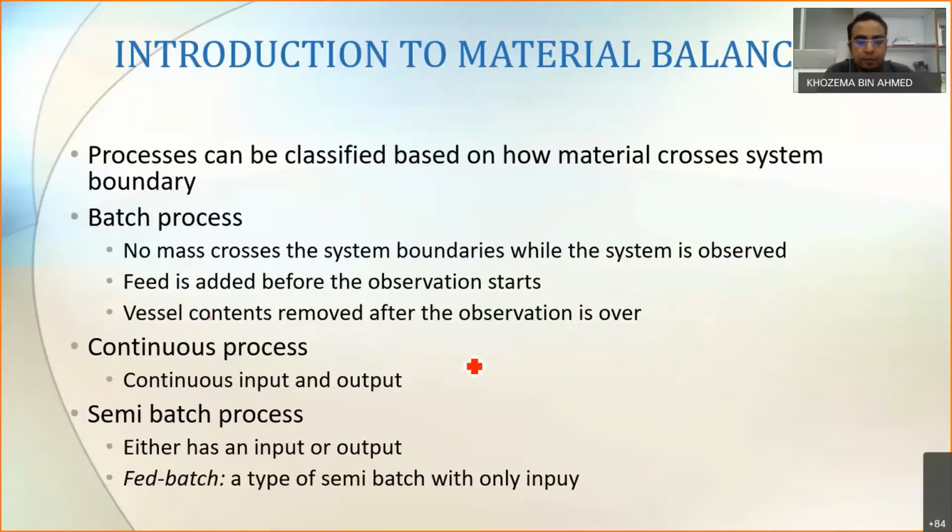as a semi-batch process. Meaning that, let's say, this is your system again. You can only have input but no output. So only one thing is coming in, nothing is coming out. That is called a semi-batch process. Or you can have the system again, nothing is coming in but something is coming out. There's no input but there is output. So that's why it either has an input or output.